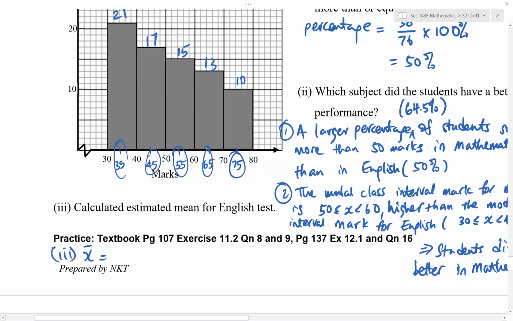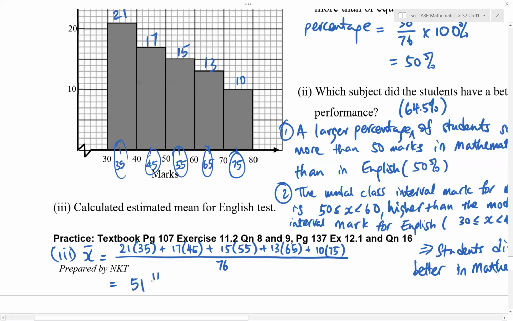So in part 3, the mean represented by x with a horizontal line on top, we take 21 times 35 plus 17 times 45, continue with 15 and 55, 13, 65, 10, and 75. So we add all of those up, we divide it by the total frequency, which is 76. We end up with 51 and 11 over 19 marks. No need to round off.